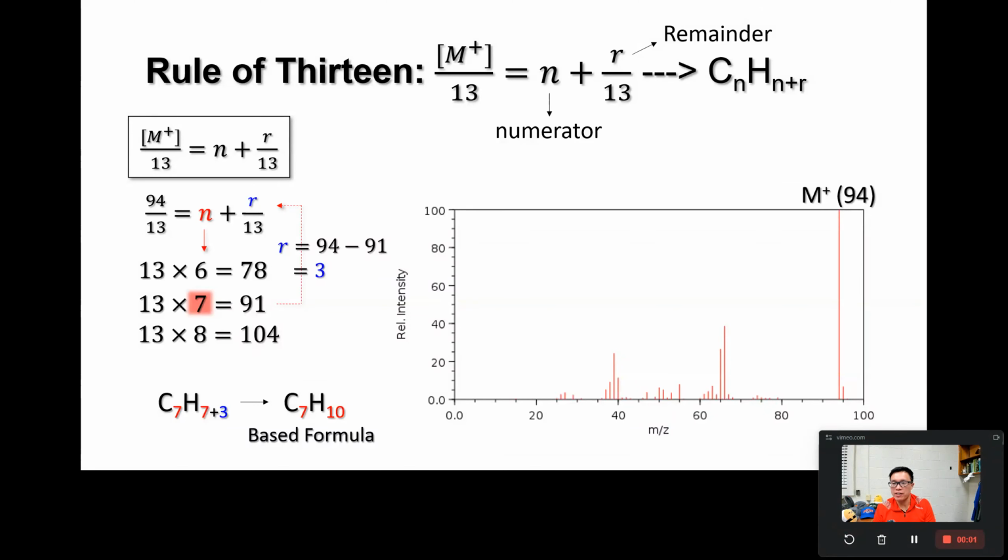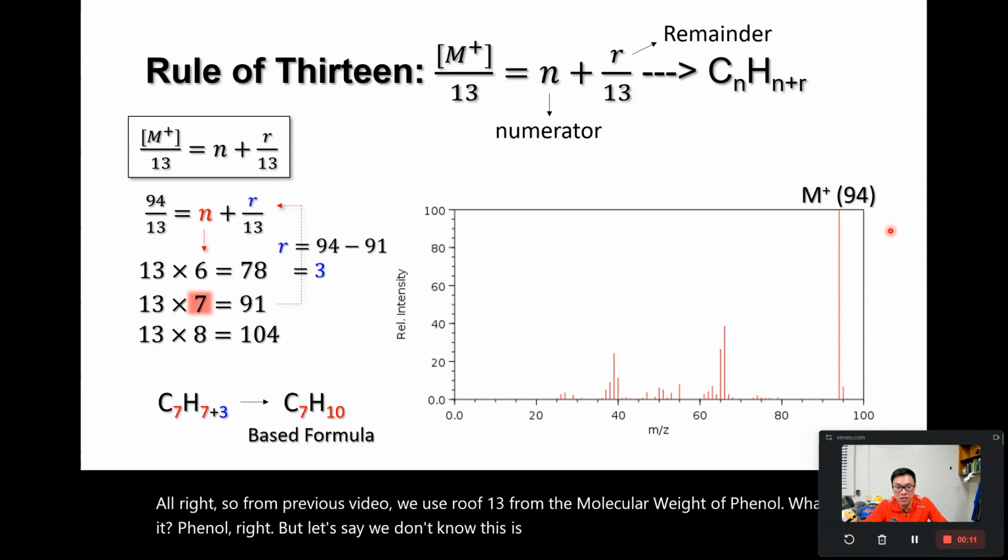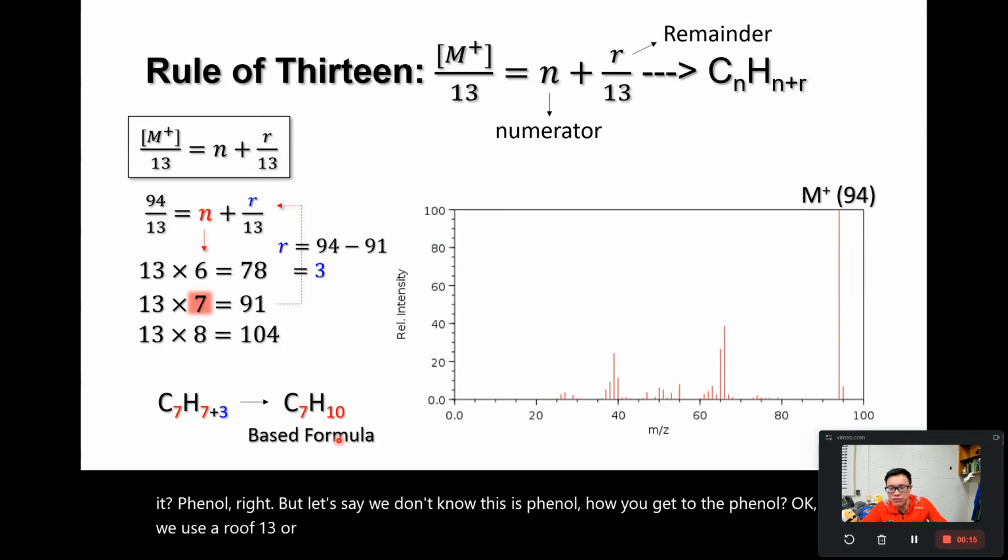All right, so from the previous video, we used rule 13 on the molecular weight of phenol. Why is it phenol, right? But let's say we don't know this is phenol. How do you get to the phenol? So we use rule 13 on 94. So we get to the base formula of C7H10, okay?